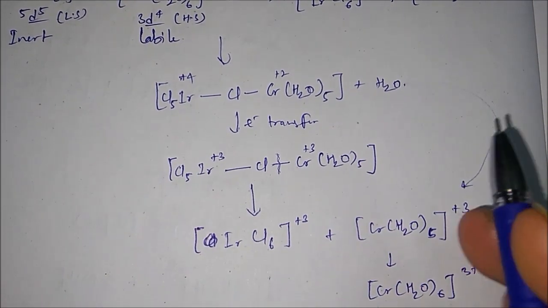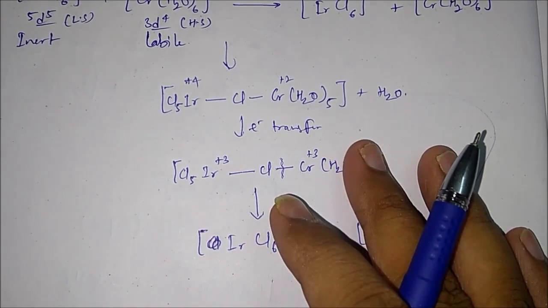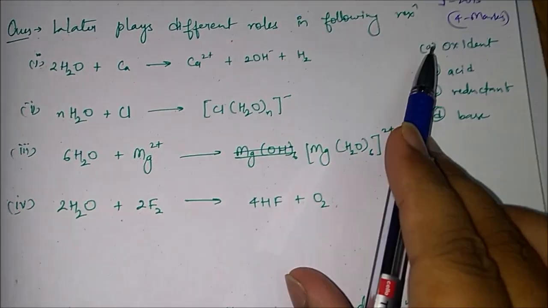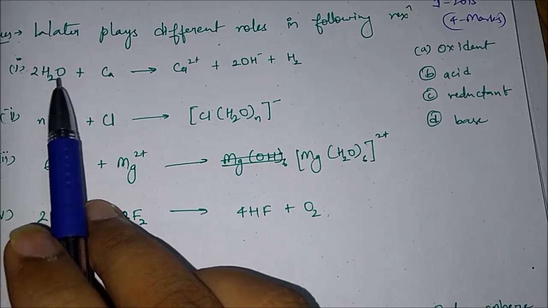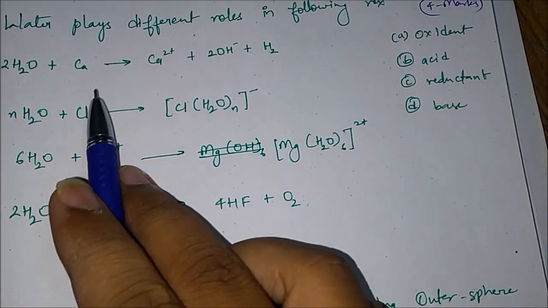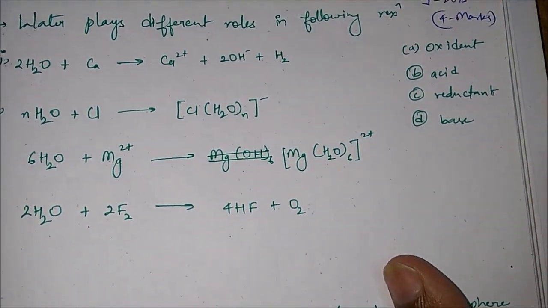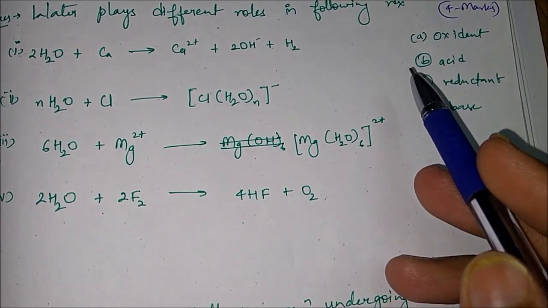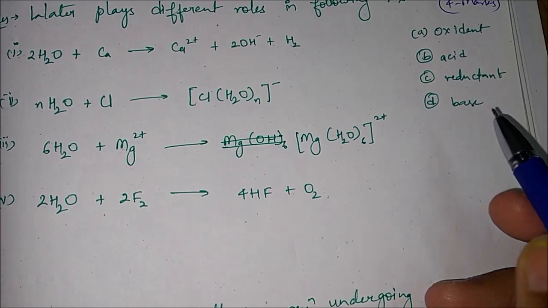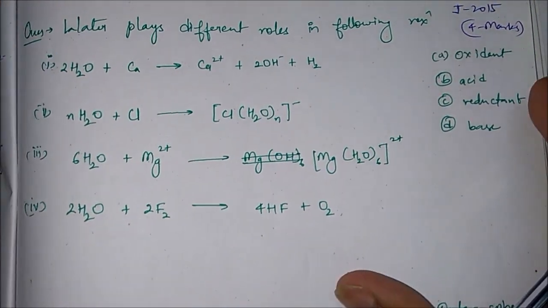Now let's take a few questions from previous CSIR exams and try to find out how to solve them. Alright, so this question came in June 2015 for 4 marks. The question says that water plays different roles in different reactions. So you have 4 different reactions and 4 different options. I didn't write all the options over here, so we'll just match them and find out what the answer will be.